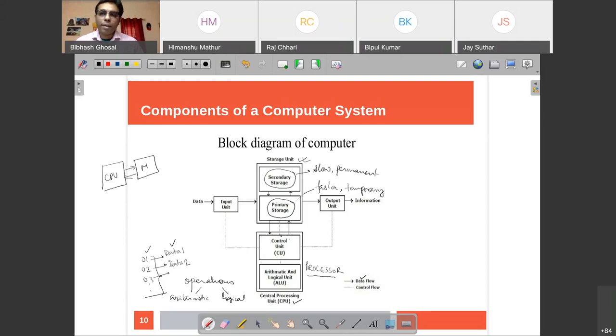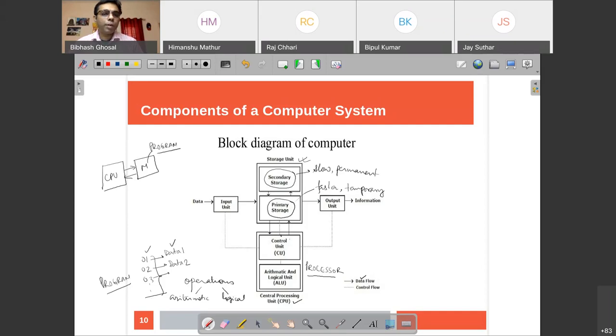Okay. What does this memory contain? It contains these operations that you are expected to execute and the data for using those operations. What do I collectively call this? I collectively call this a program. So what does the memory hold? Memory holds a program, right? What is a program?